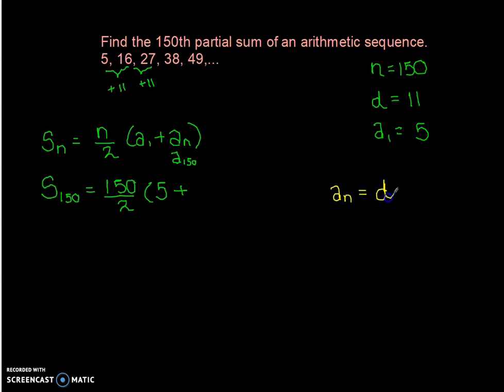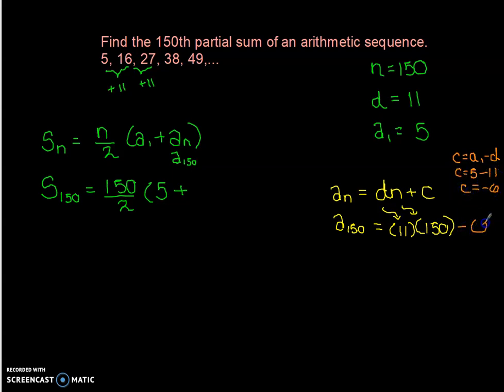So a sub n equals dn plus c, taking a sidebar here. So I'm looking for the 150th term, which means I know that n is 150. I do know my common difference. That would be 11. And remember, c is equal to the first term minus the difference. So the first term is 5 minus the common difference, which is 11. So the value of c is negative 6. So I have everything I need now to solve for the 150th term. Just make sure PEMDAS, multiply before you subtract there.